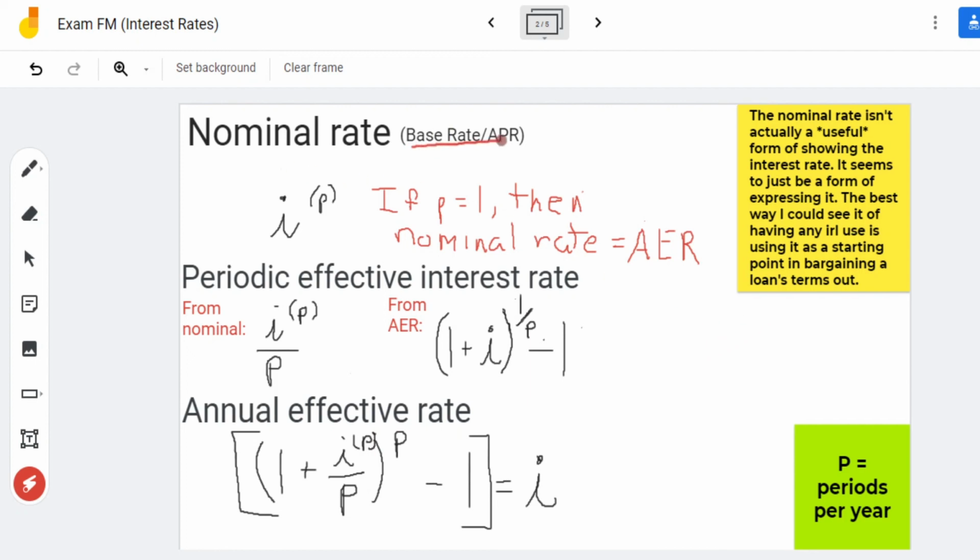The reason why it says base rate / APR is because apparently in finance, nominal rate has like two meanings. And I've seen this version of the nominal rate described as base rate or APR online when researching this. But you don't have to actually worry about that. You'll know it is the nominal rate for this Exam FM, and that's all it'll be called.